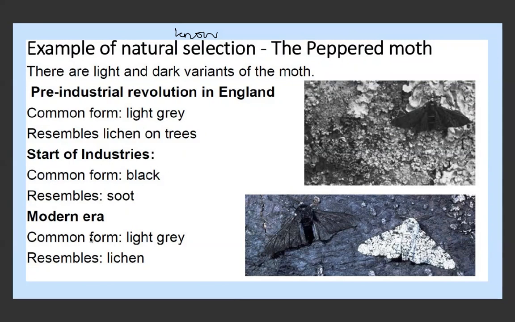And now in the modern era, we have a lot less soot. So the most common form is back again to becoming the light grey. So we can see that these moths are adapting to the environment and evolving, where they started with a common form of light grey, then black, and then light grey, depending on the constantly changing environment.